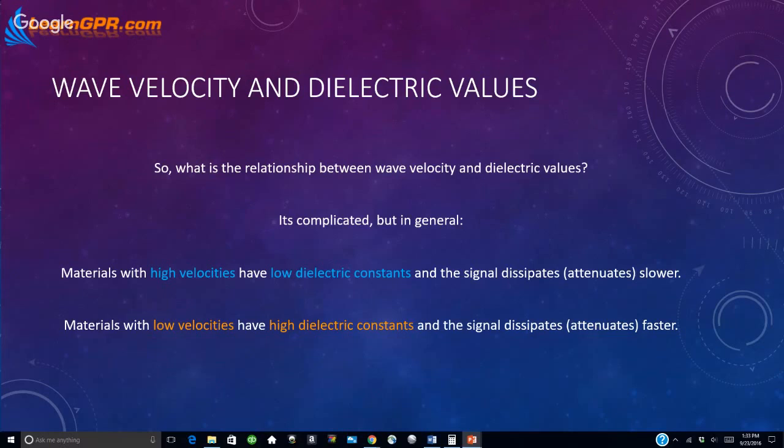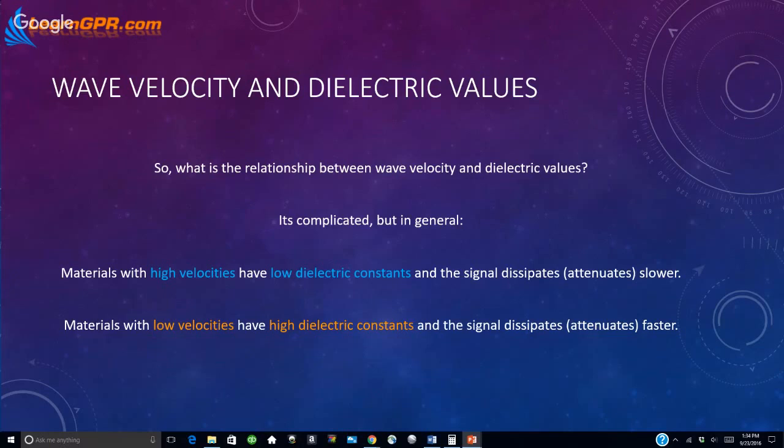So things like wet clay, which is an example, waves are going to move slow through wet clay, and also the energy is going to be absorbed by that wet clay very fast. So you're only going to be able to prospect pretty shallow in wet clay. These are the general rules of thumb. Low dielectric materials like air, wave speeds are fast and wave signal holds up. High dielectric constants, generally like wet clay, for example, have low velocities with rapid signal attenuation, meaning that the wave doesn't hold up for too long.